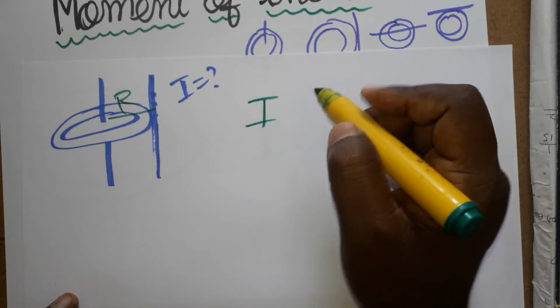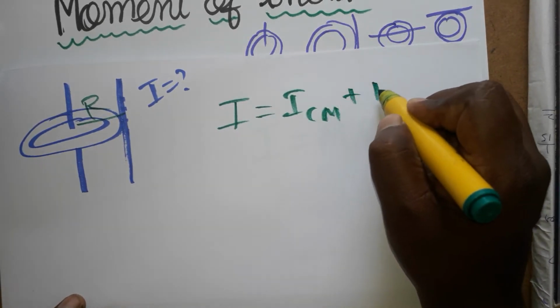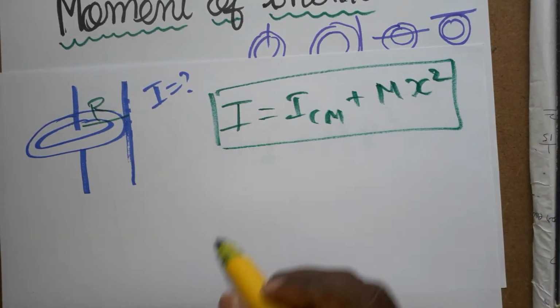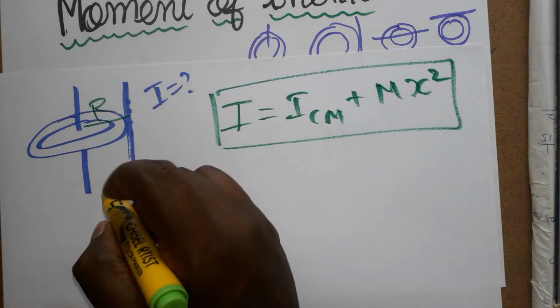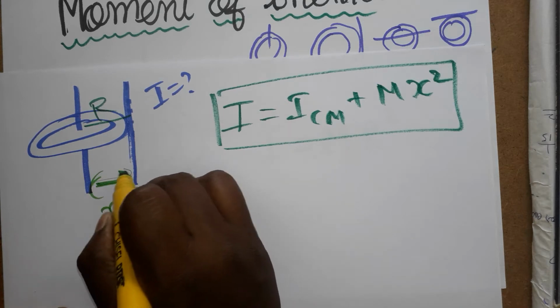So by the parallel axis theorem, total inertia is equal to inertia at center of mass plus mx square. It is the parallel axis theorem. Here x is the distance between the two parallel lines. So the distance between the two parallel lines, x, is equal to r. So it is the radius of the ring.